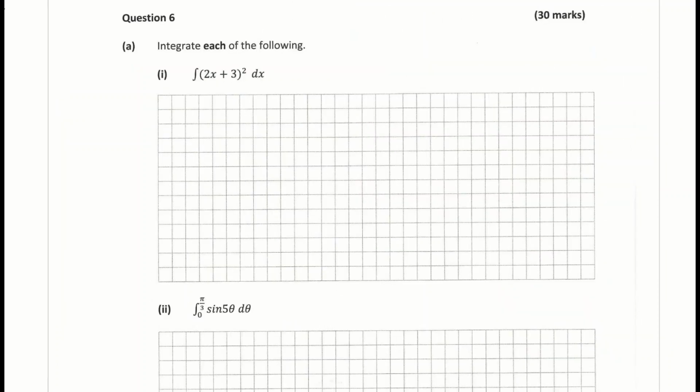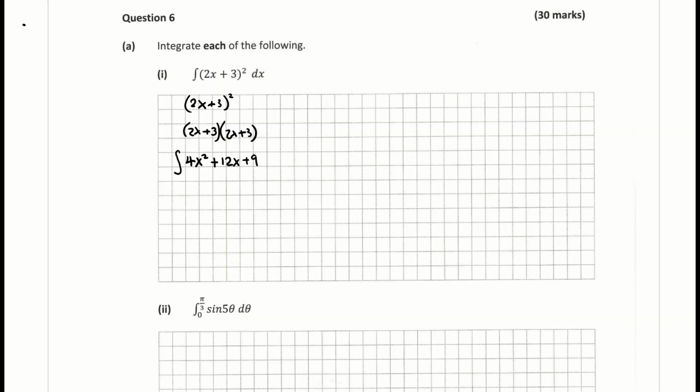So question 6, part A, part 1, integrate each of the following. The first one we have to integrate is (2x plus 3) all squared. First thing I'm going to do is do out my square, as there is no rule to help us integrate when we have a power. So I'm going to multiply out very quickly (2x plus 3) by (2x plus 3). When I multiply that out, I get 4x squared plus 6x plus 6x, which is giving me 12x, and 3 by 3 is 9. So that's what I now need to integrate.